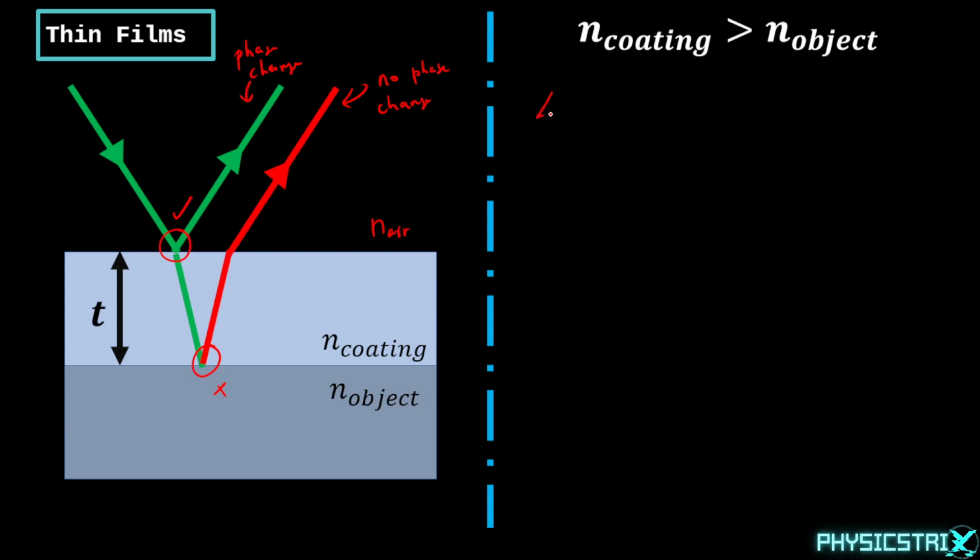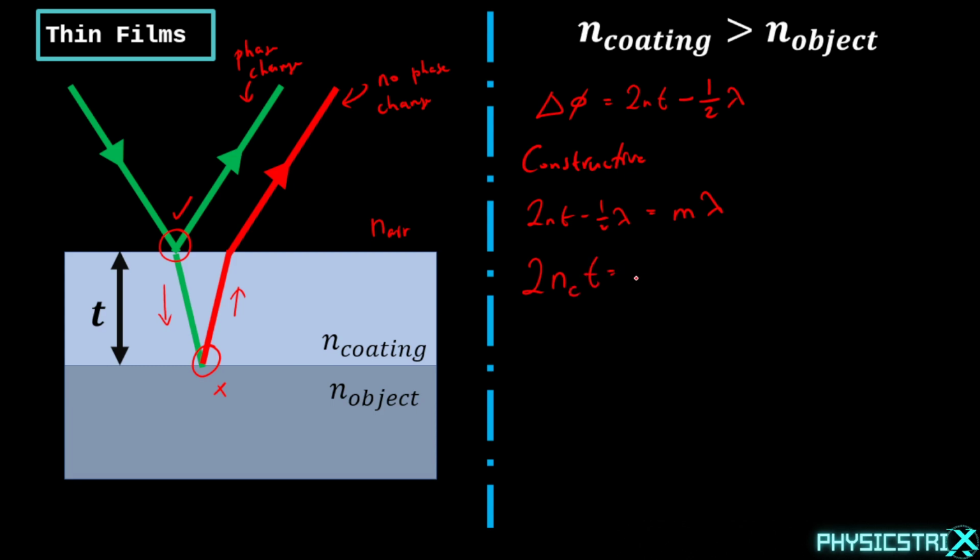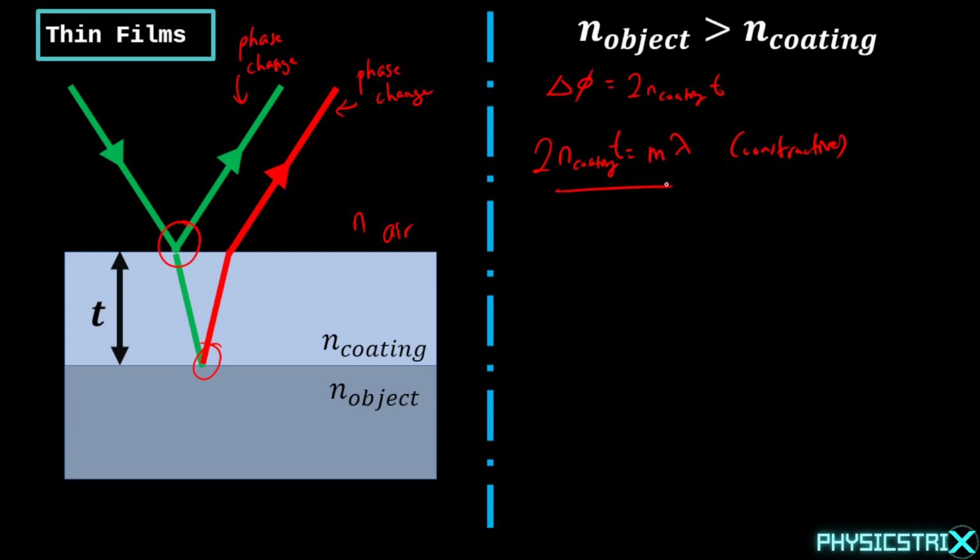So what we're left with is a phase difference between the two waves of 2nt. Again, this 2nt comes from the fact that light traveled to and fro, and then minus half a lambda. At this point, we want the equation for constructive interference. I'll equate 2nt minus half lambda to m lambda, because that's the condition. So what I'm left with is 2 times the refractive index of the coating times t equals (m plus half) lambda. So two very different equations from two very different cases.